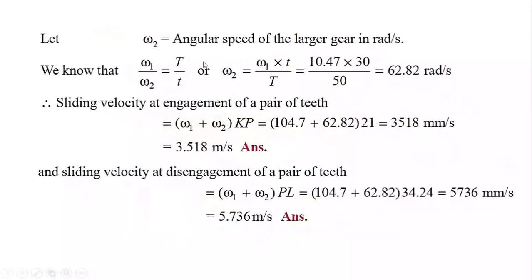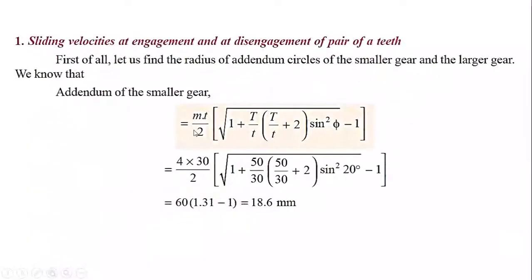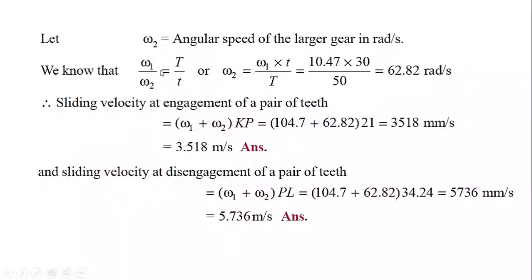Now calculate the sliding velocity at the engagement. The engagement is nothing but Kp. Here omega 1 we already found: omega 1 is 104.7 radians per second, and omega 1 divided by omega 2 equal to capital T divided by small t. Using this relation, omega 2 equal to omega 1 into small t divided by capital T. We know omega 1, small t and capital T, so apply all the values and we will get the omega 2 value. The sliding velocity at the engagement of the pair of teeth is omega 1 plus omega 2 into Kp.